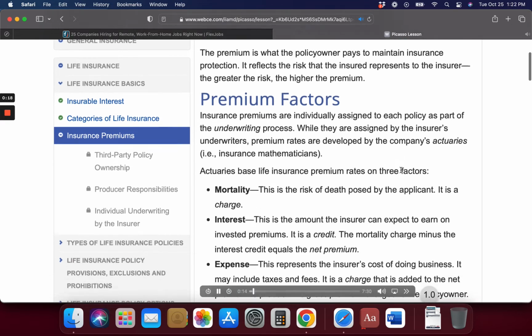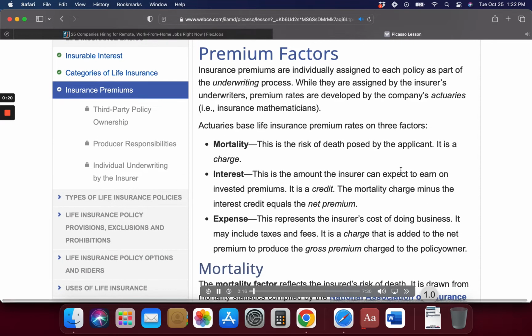Premium factors. Insurance premiums are individually assigned to each policy as part of the underwriting process. While they are assigned by the insurer's underwriters, premium rates are developed by the company's actuaries, i.e., insurance mathematicians. Actuaries base life insurance premium rates on three factors.